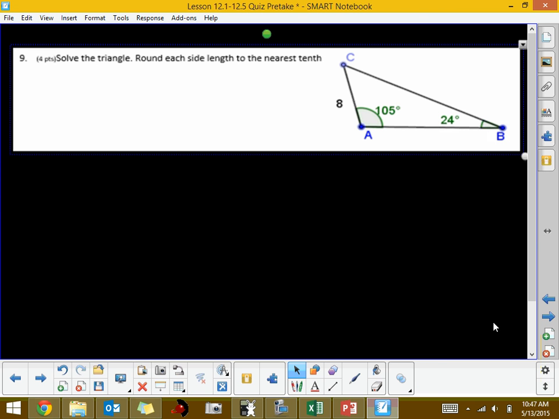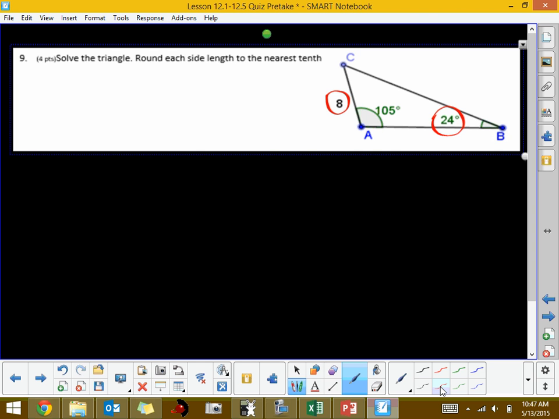In question 9, we're supposed to solve the triangle and round each side length to the nearest tenth. When we do these, we want to identify whether it is a right triangle or non-right triangle, and it's obviously a non-right triangle. We have 105. Next thing I'd look for is, do you have a side-angle pair? What's nice about this one is we have a side-angle pair right away, which lends me to the law of sines technique.